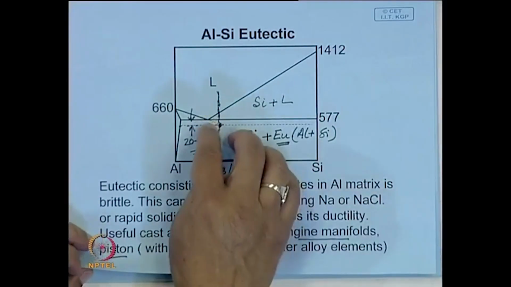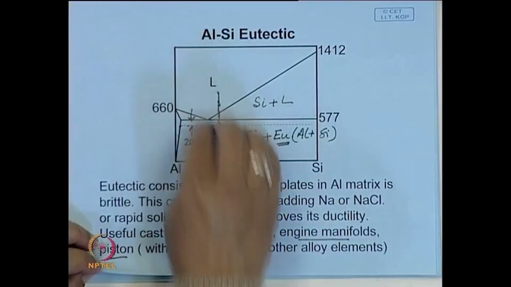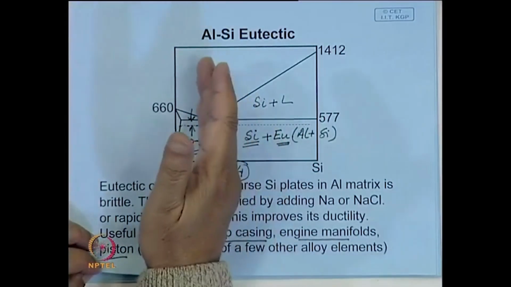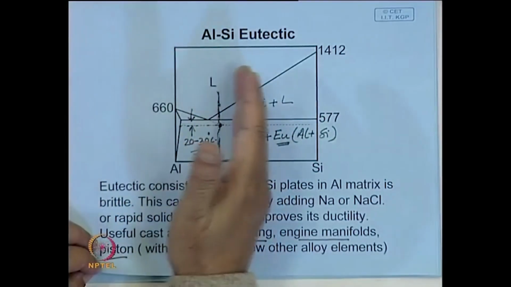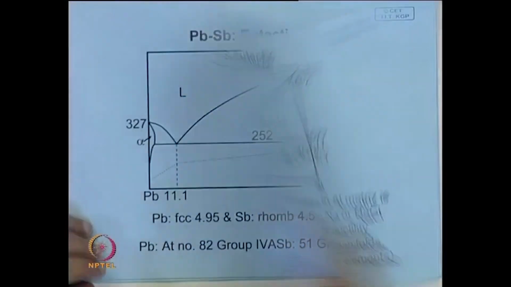The modification is also possible by relatively faster cooling. If you cool it faster, then also the eutectic will shift, and the eutectic temperature comes down.